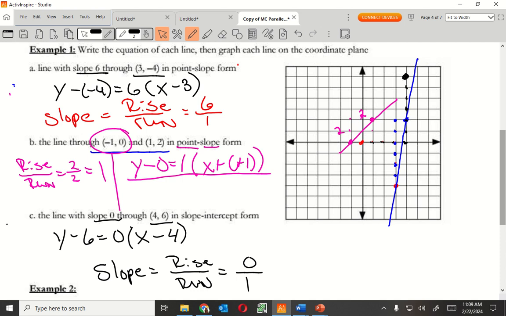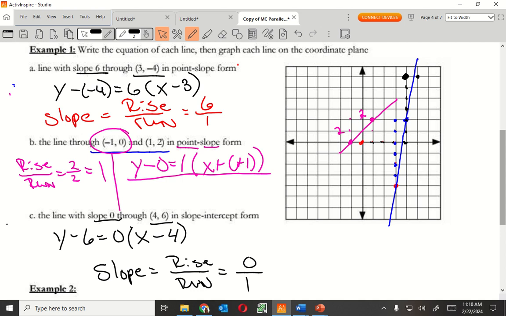So there we go. So what is my slope? Is it going up at all? Nope. So it's going to go up 0 and to the right 1. Up 0 means I'm not going up or down, but I'm going to the right 1. So there's going to be my other point.